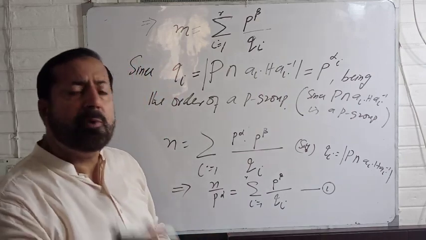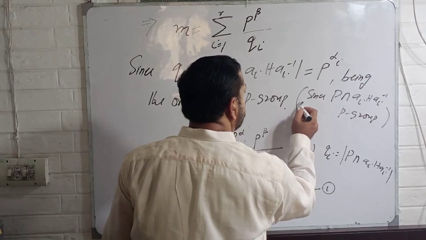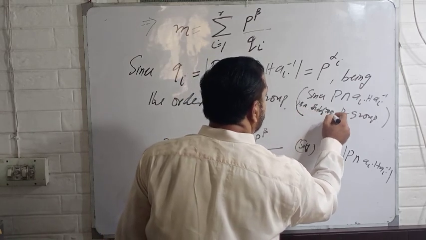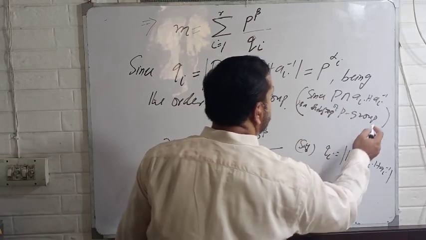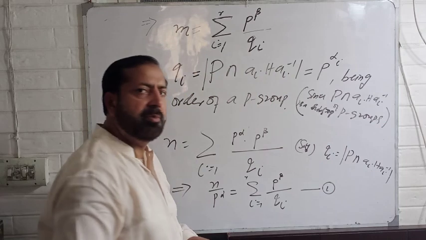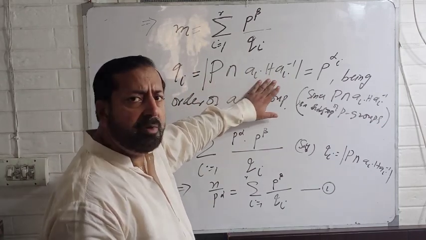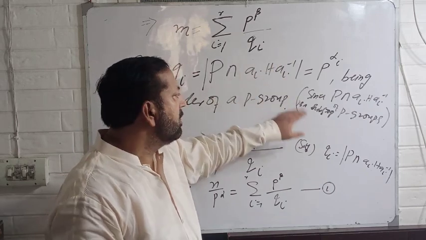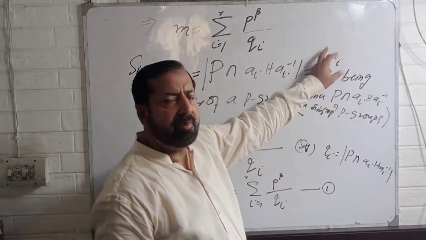A P group is a subgroup of a P group. Both are P groups. This is a P group, this is a P group, and this intersection is a subgroup of P groups. So that's why you assume that its order is P power alpha i, right?